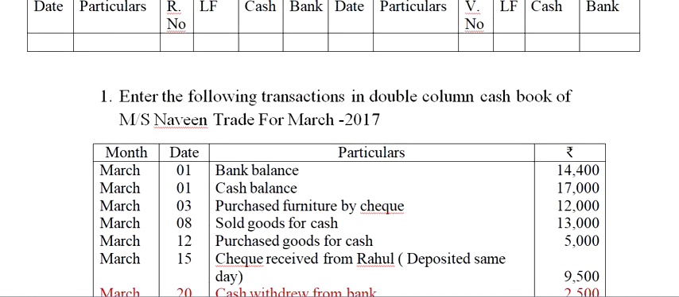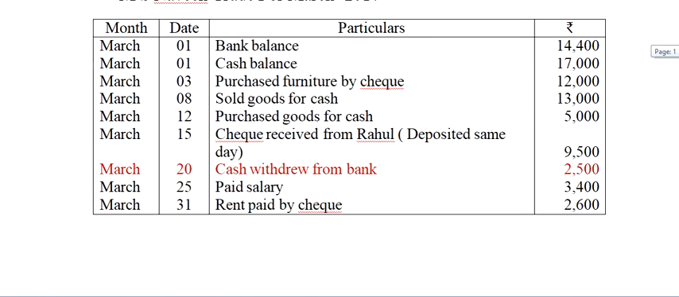Again see here, March 15th is given. What is given on March 15th? Check received from Rahul, deposited the same day. So we are receiving the check and depositing it on the same day. How much is the amount here? 9,500.